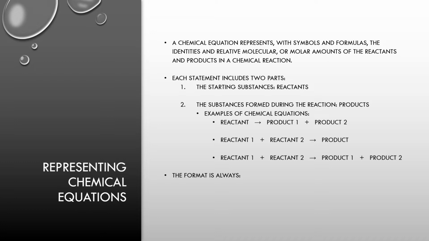And when you see these examples of chemical equations, you can see them in various ways, and these are just three examples. You can either have a reactant to produce two products, you can have two reactants to produce one product, you can even have two reactants and produce two products. So there's various ways that you guys can see these things written. The format for these things, though, is always, for this class, reactants on the left and products on the right.